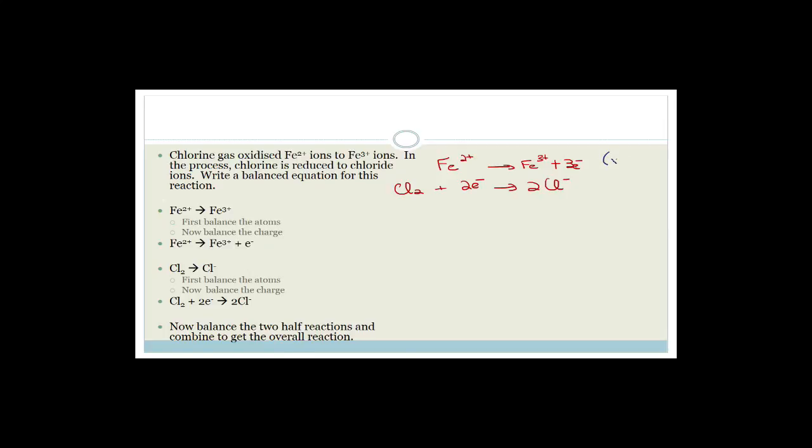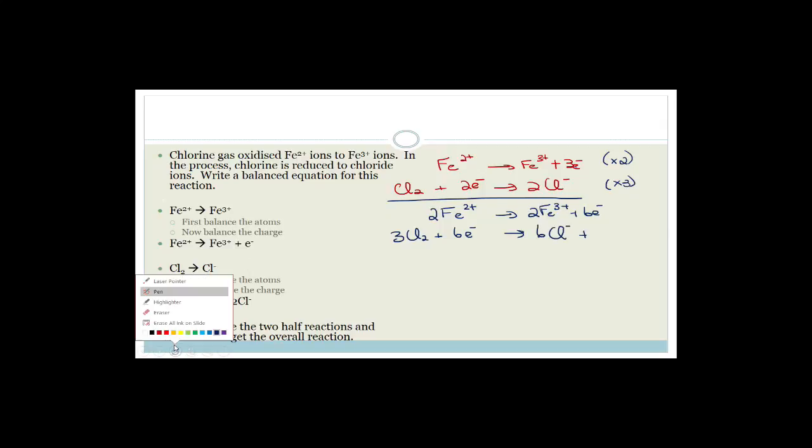We need to multiply this by two. It's because it's simultaneous equations, guys. If you multiply this by two and you multiply this with three, what do we end up with? Well, you can obviously multiply the whole thing, not just the one part. So it becomes 2Fe2 plus goes to 2Fe3 plus, plus 2 times 3 is 6 electrons. This one becomes 3Cl2 plus 6 electrons goes to 3 times 2 is 6Cl minus. And that's it.